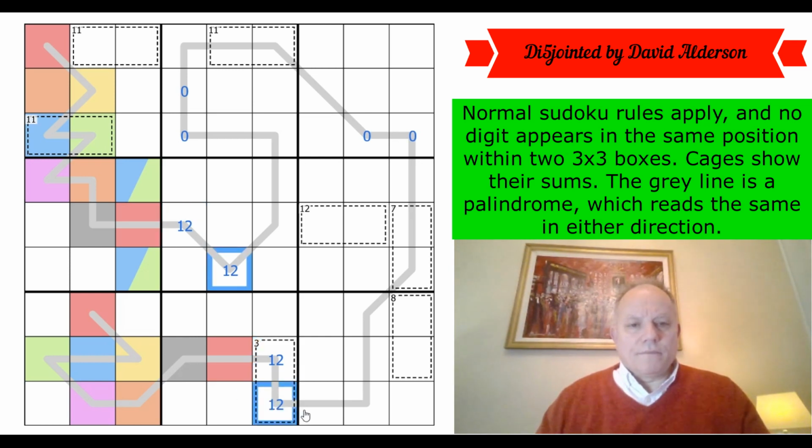What about these two? Again, 1, 2, 3, 4, then 5, 6, or 7. 1, 2, 3, 4. Well, it can't be in that cell, which is the equivalent of that one in the 7 cage. So it's in one of those two cells, whatever this is in one of those two, and therefore one of these two.